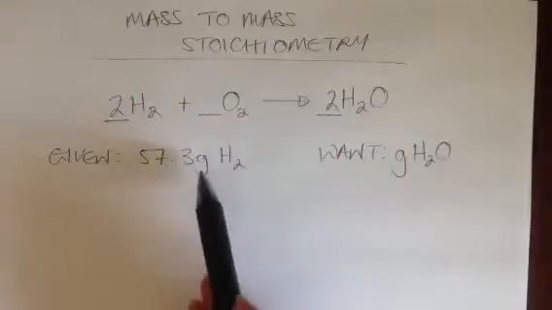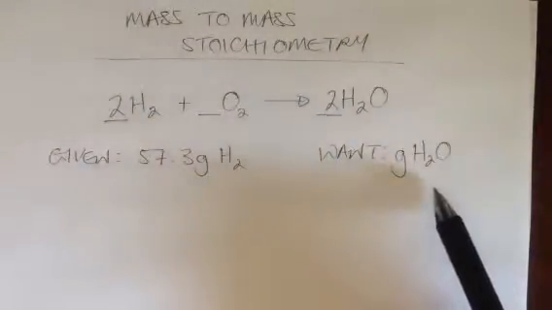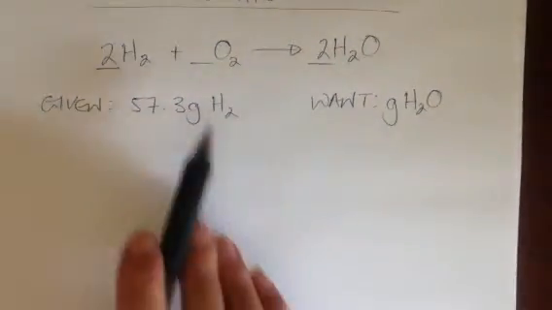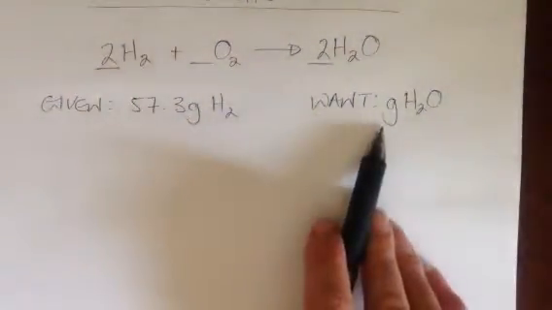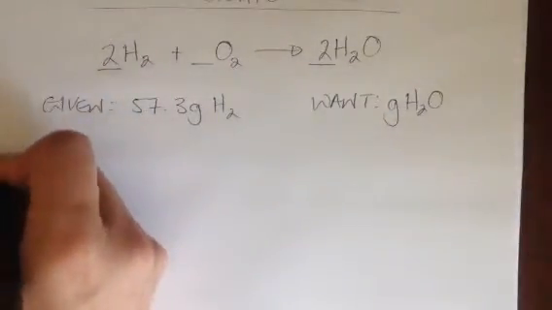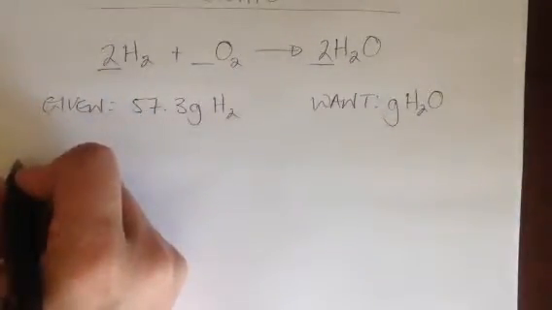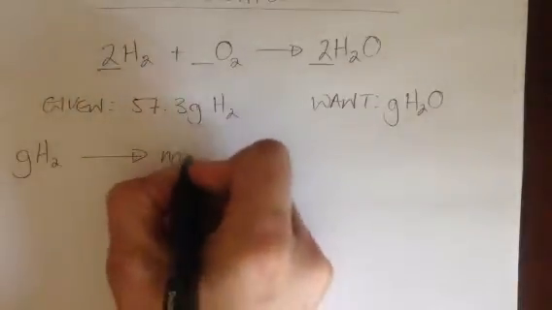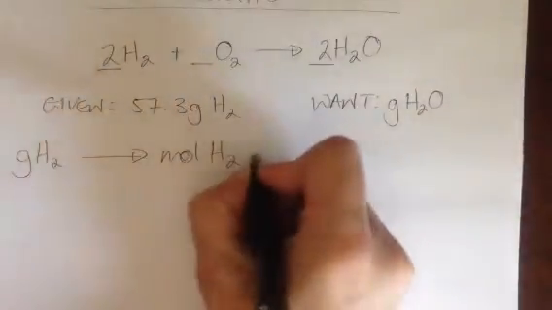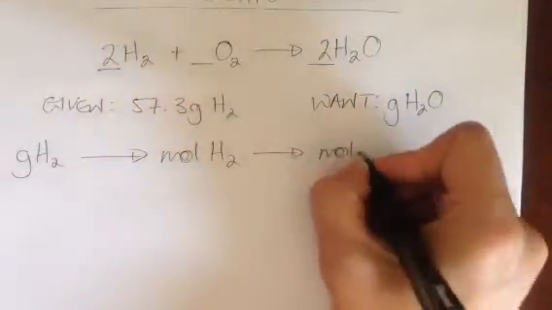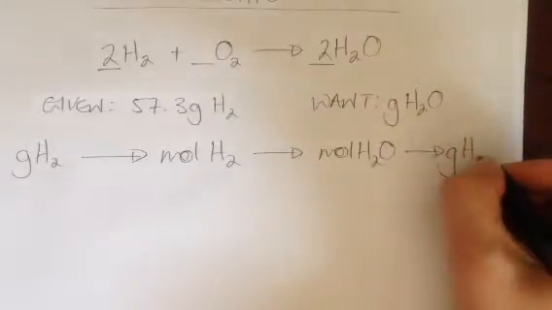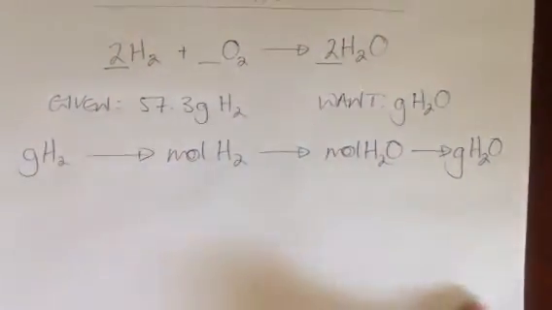So you're given grams of a reactant and you need to calculate grams of product or grams of the other reactant. And so in this case, we've been given grams of hydrogen and we need to calculate grams of water. So remember, we can't directly go from grams to grams. We have to, what do? Put the mole in the middle. So we're going to go from grams of hydrogen to moles of hydrogen to moles of water to grams of water, and we go from grams to moles using the molar mass.